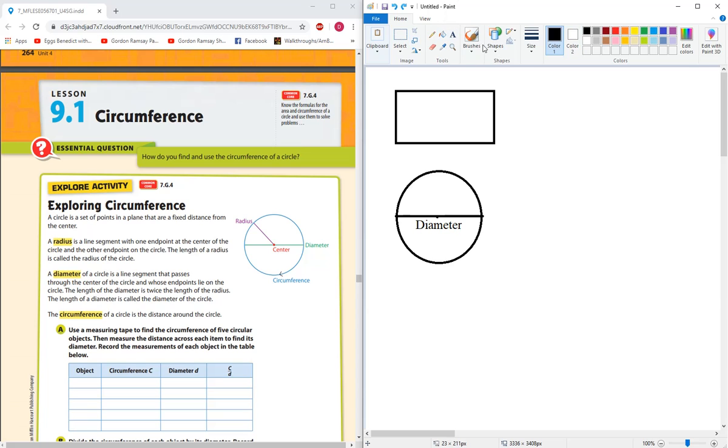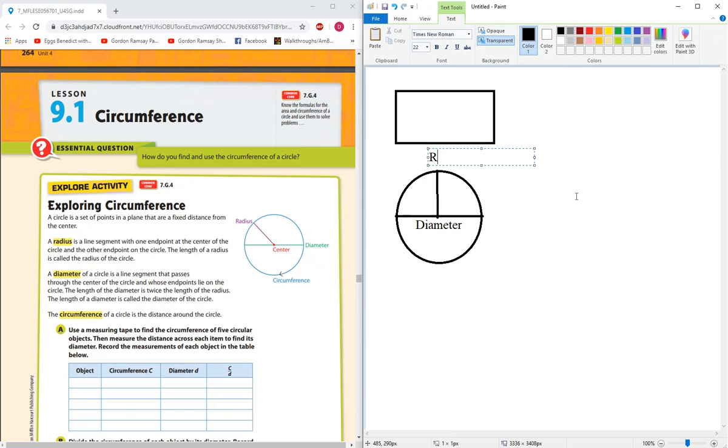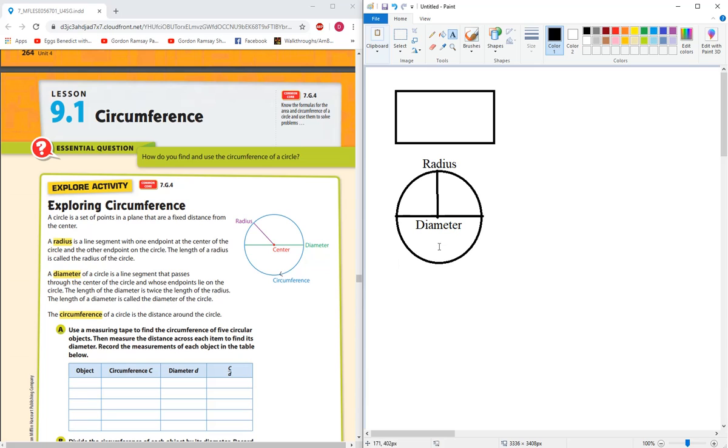And the distance from the center to any point, let's say that, or even that, or this, it doesn't really matter. As long as it touches the center and touches the edge of the circle, it is called a radius. As you can probably guess, the radius will be half the diameter, because the diameter goes all the way across, but the radius only goes to the center, so the radius will only be half the length.